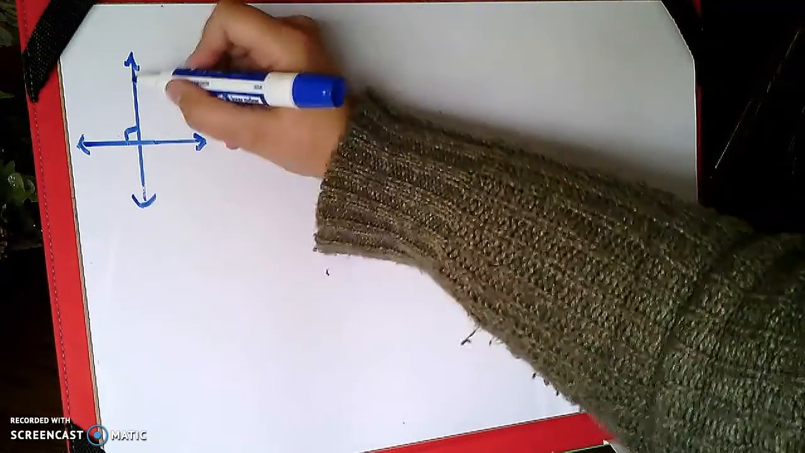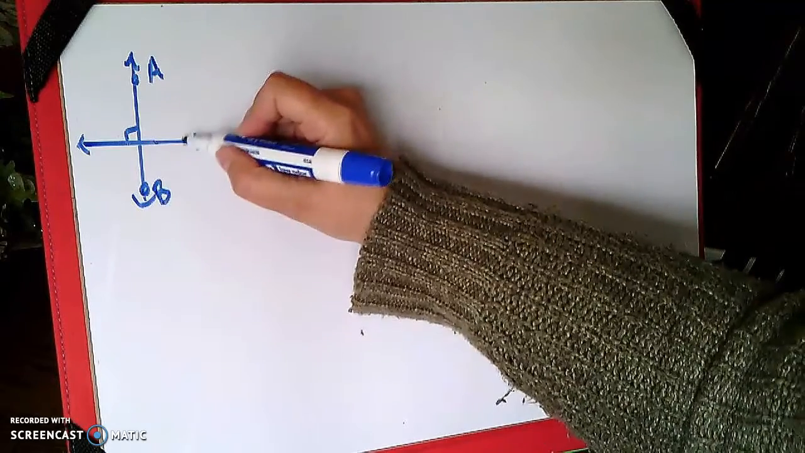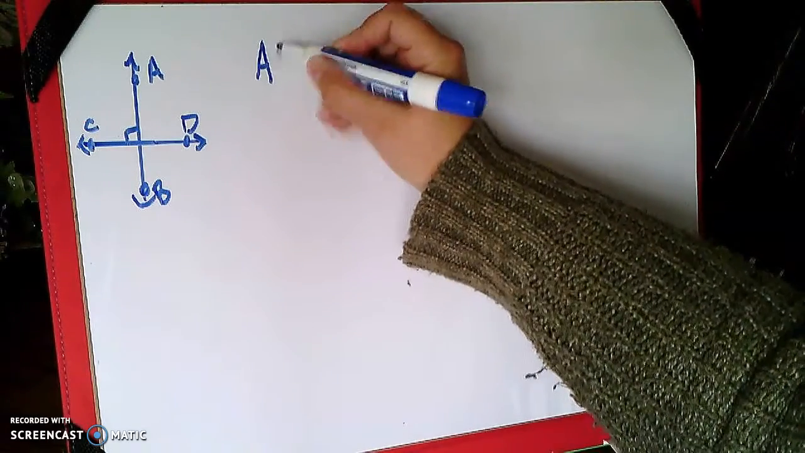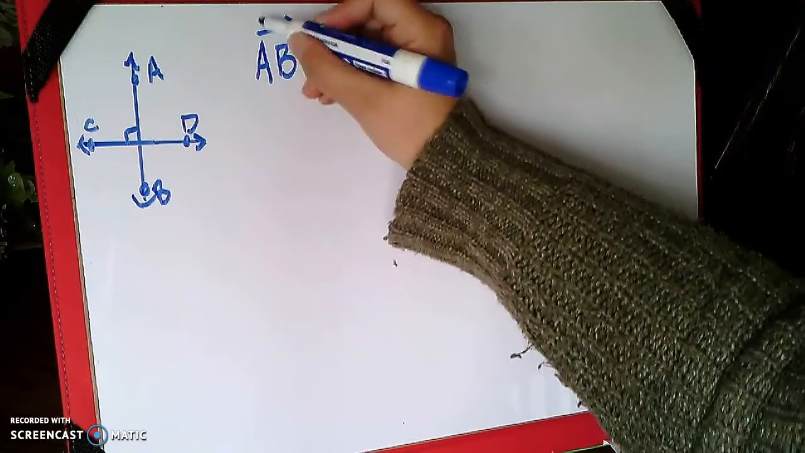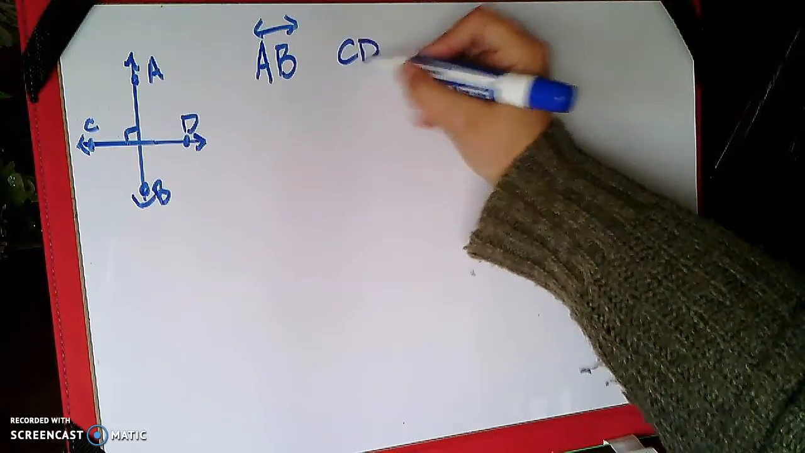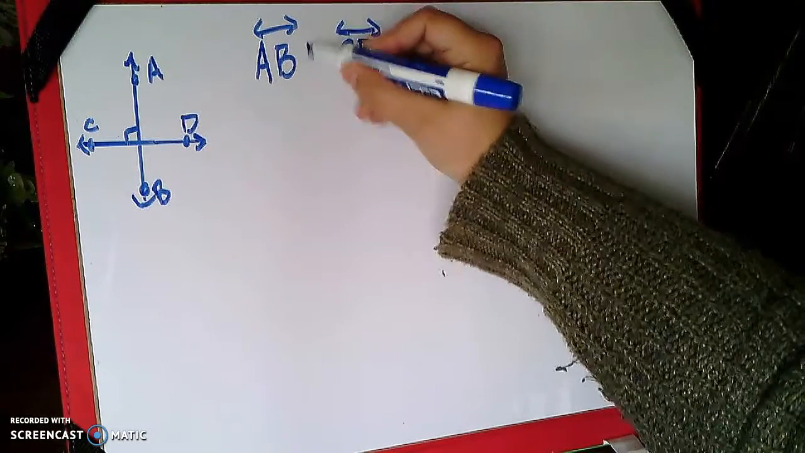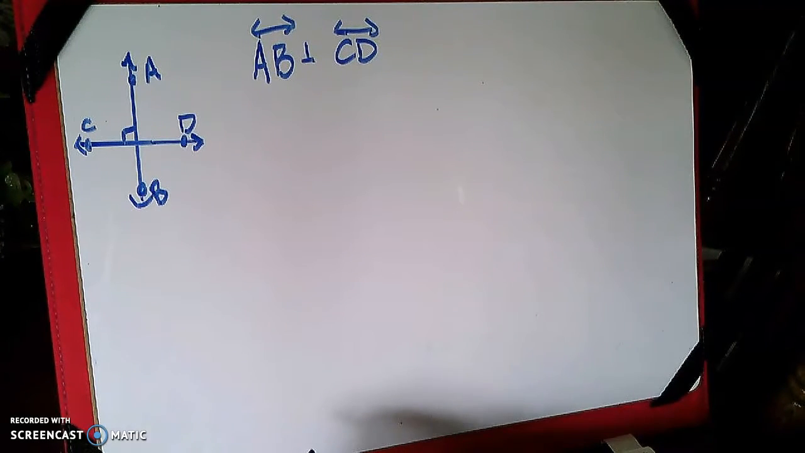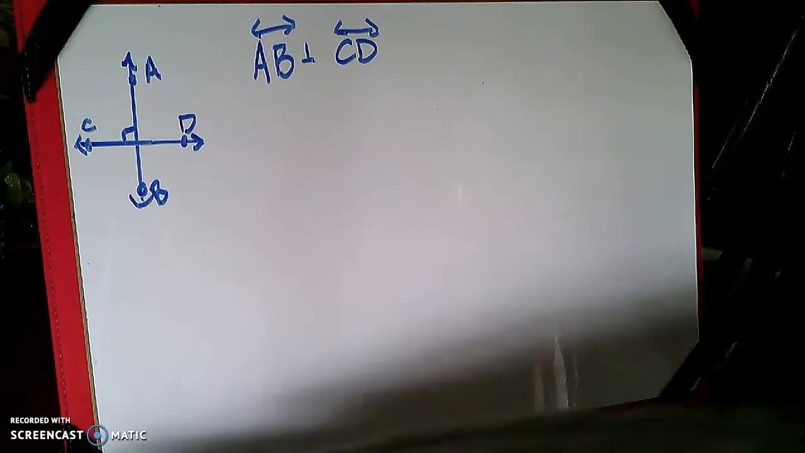And remember, when we are writing perpendicular lines, we want to signal to the people that we're writing for that AB, line AB, is perpendicular to line CD. We use a symbol that looks like that right in the middle. Today we're going to be talking about parallel lines, and when we're doing parallel lines, it also has a symbol.